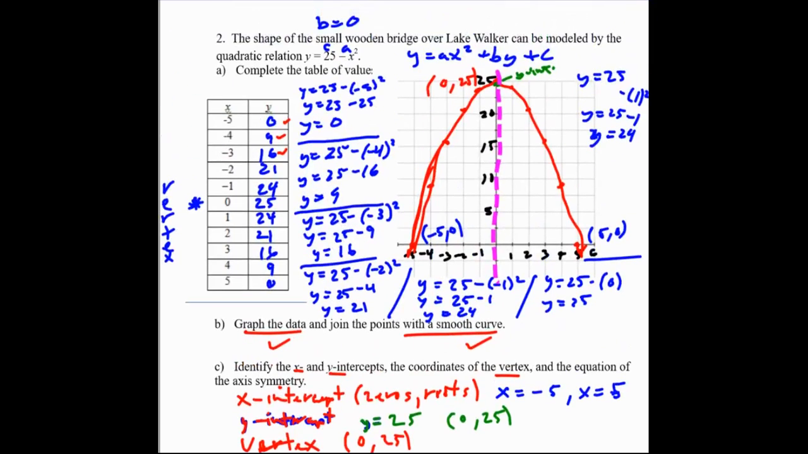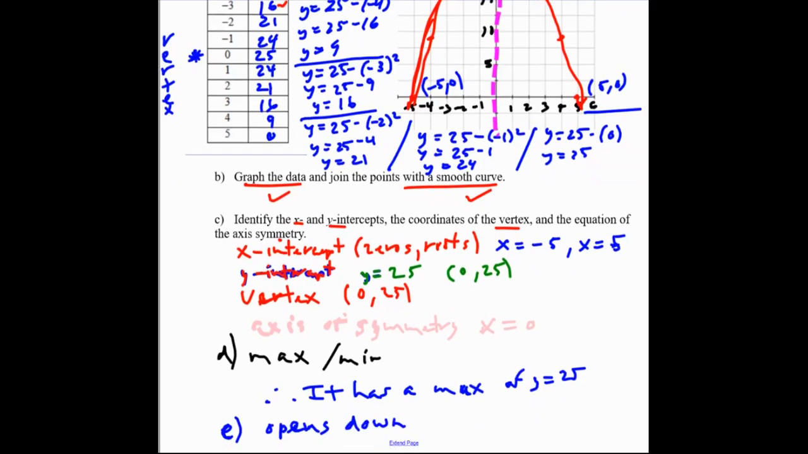I want to point out one thing. Notice that in the equation, the a value is negative, right? Then that tells us it opens down. The a value was negative. You can just look at the graph and we know that it opens down, but the fact that the a value is negative also gives us a hint towards that.